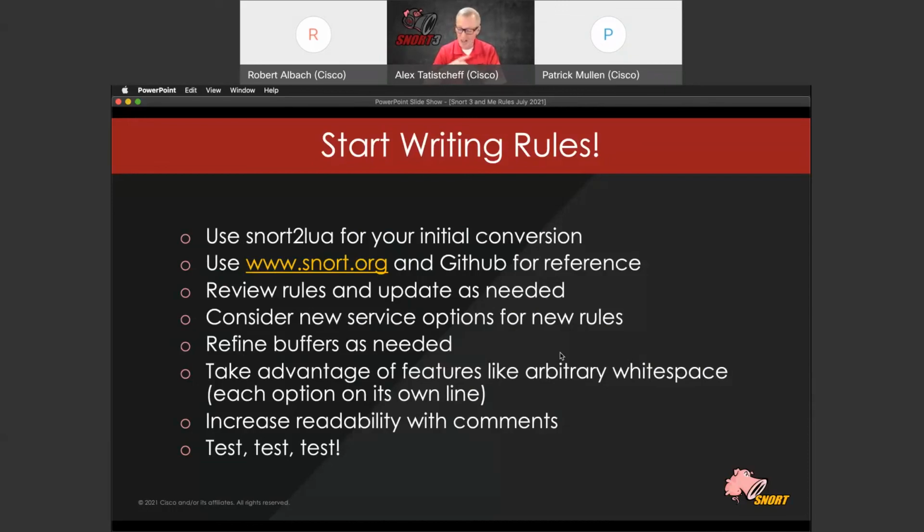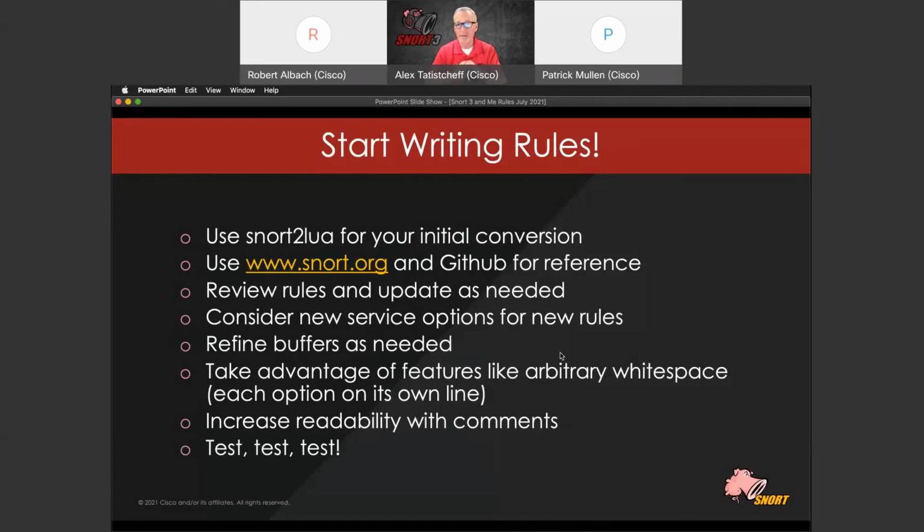Maybe make some other changes, put those character returns in there to make them easier to read. Look at those new service options for your new rules. Now you have those. Look into those. Where would you use those? Now, again, the metadata is just going to be turned into service. It's just going to work. But if you have other ones you want to add those service options for, look into those.